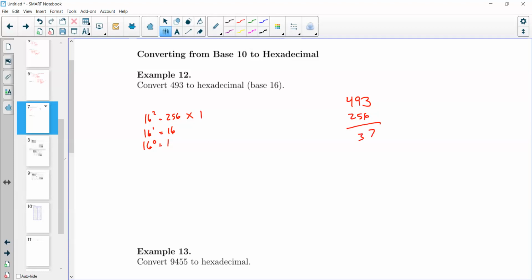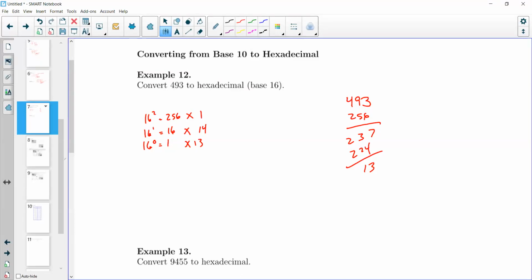1, which leaves 237. How many times does 16 go into 237? More than 10, right? 14. 14? Which gives me what? 226, is that right? 224. That was close. And then, of course, 1 goes into 13, 13.